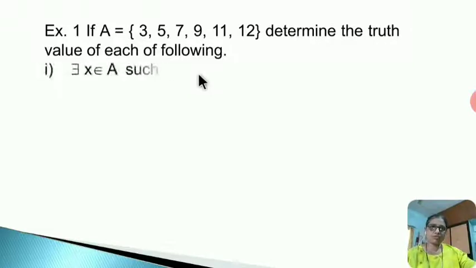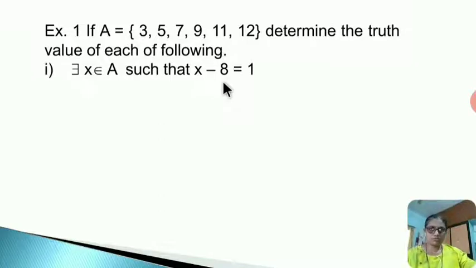So the first statement is given to you. There exists x belongs to A such that x minus 8 is equal to 1. This is the quantified statement. Here which type of quantifier is used? Existential quantifier is used. That means with the existential quantifier, the truth value is true when there exists at least one element in the set which satisfies the given condition, otherwise it is false.